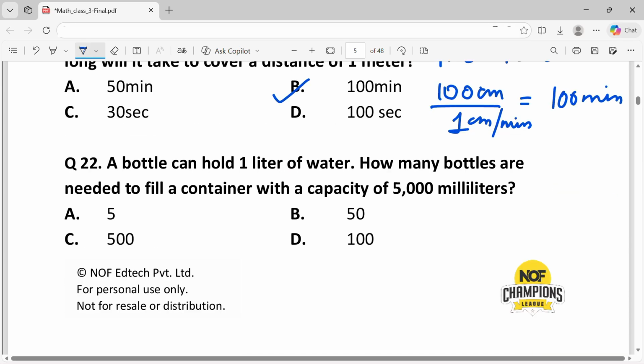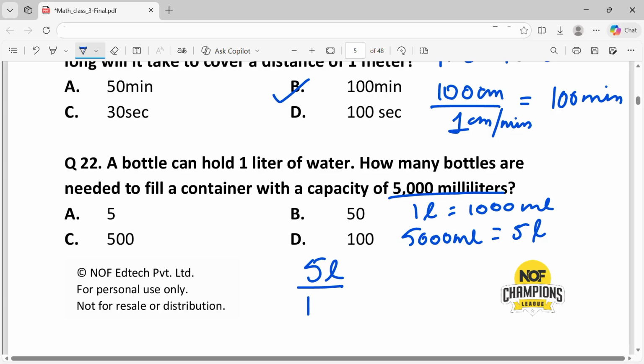Question 22. A bottle can hold 1 liter of water. How many bottles are needed to fill a container with a capacity of 5000 milliliters? Converting milliliters into liters, we know that 1 liter is equal to 1000 milliliters. So 5000 milliliters is equal to 5 liters. So the number of bottles required will be the total capacity upon the capacity of one bottle, which is equal to 5. So the answer is A, 5.